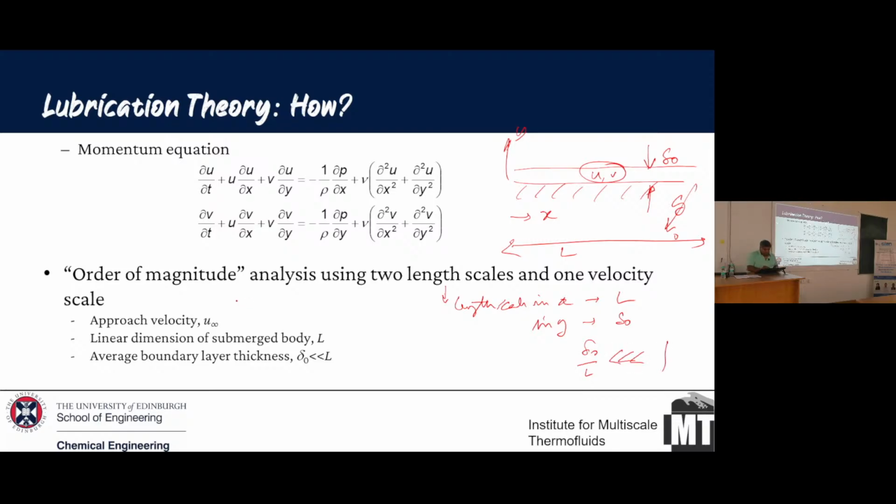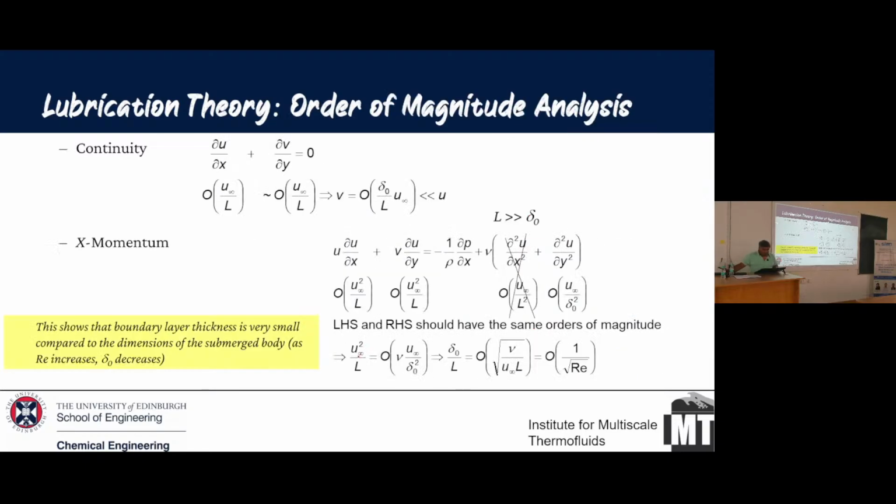Okay, consider that you have an approach velocity of u infinity. This is your velocity on top of it, and the idea is that we want to understand what is happening here. So this is your average boundary layer thickness, delta naught. Very simply, again, if your x length scale is L, and your y length scale is delta naught, the velocity in the x direction is governed by u infinity. That is where your direction is.